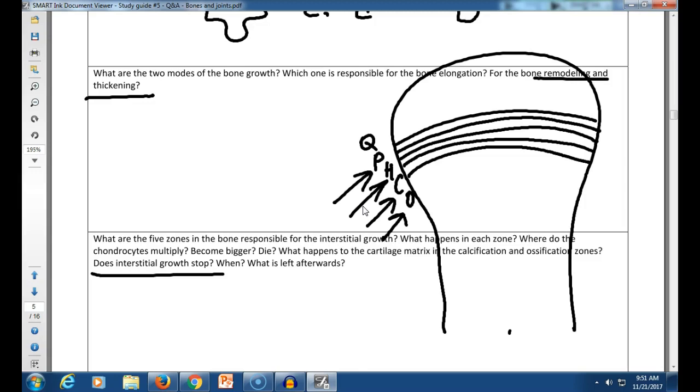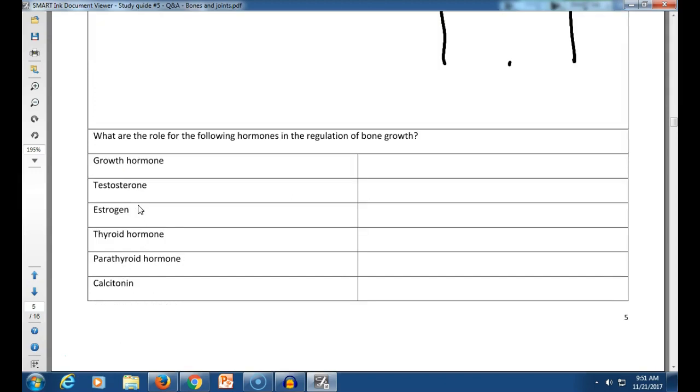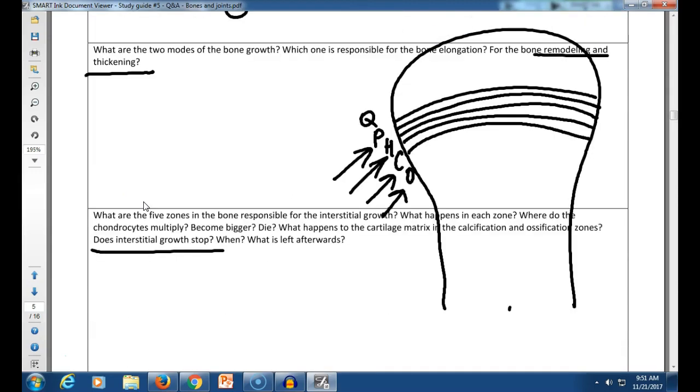Does interstitial growth stop? Yes, around 20-ish. Okay. What's left? Which structure is left when interstitial growth stops? Epiphyseal plate. So for the drawing up here, isn't this kind of the picture in the slides where you have the smaller cells up top and then bigger ones? Yeah, okay. I was just trying to picture it, but I couldn't.